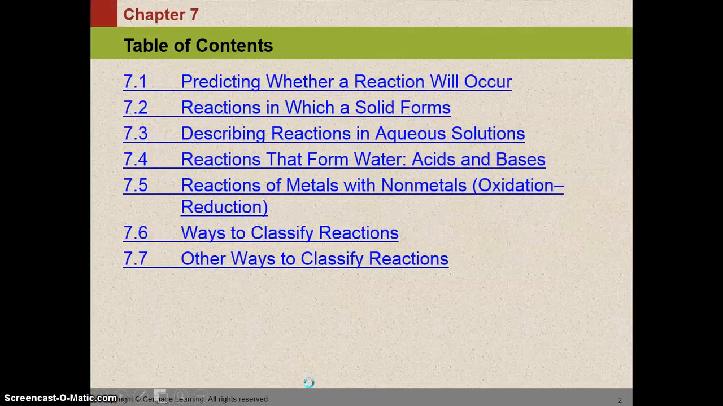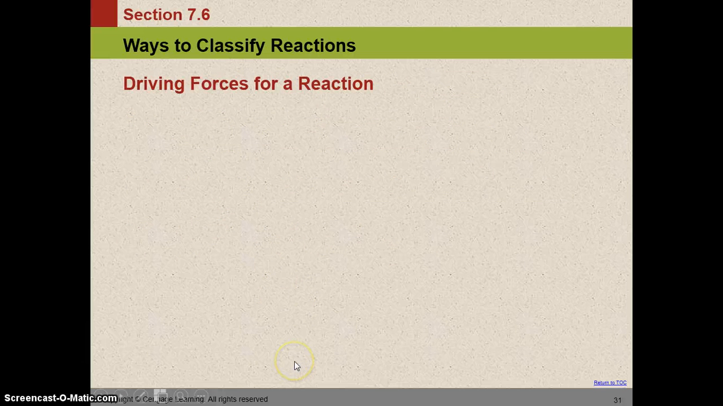Today in Chapter 7, we're going to take a look at ways to classify reactions and other ways to classify reactions. We're almost finished with the chapter, about ready for a test next week. Driving forces for a reaction. We talked about this already.